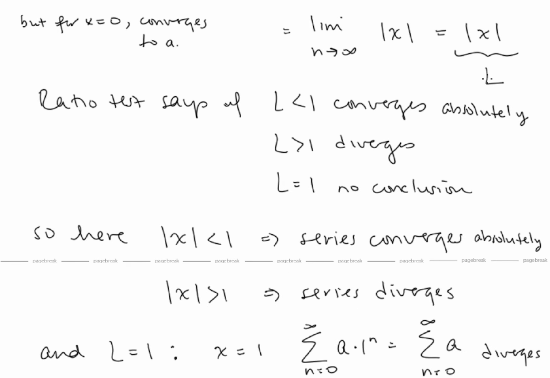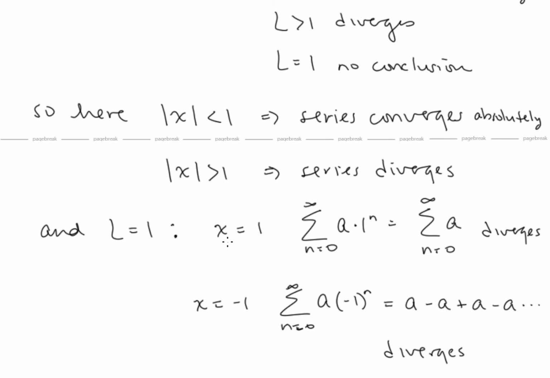So our limit L is the absolute value of x, so for absolute value of x less than 1, the series converges absolutely. For absolute value of x greater than 1, the series diverges. And now what's happening when the absolute value of x is equal to 1? When L is equal to 1, well, we have two cases. We either have x is equal to 1 or x is equal to negative 1.